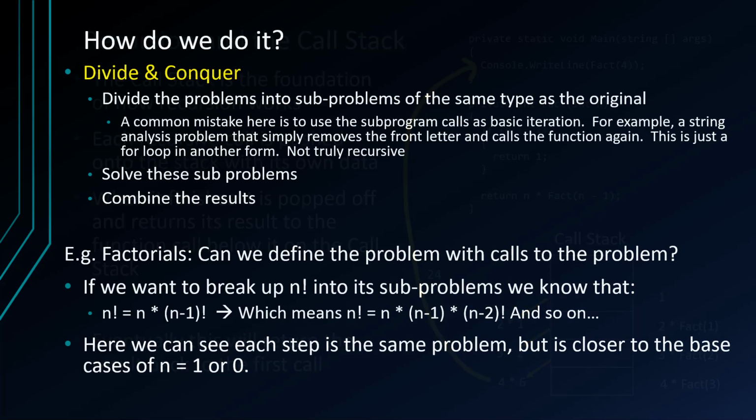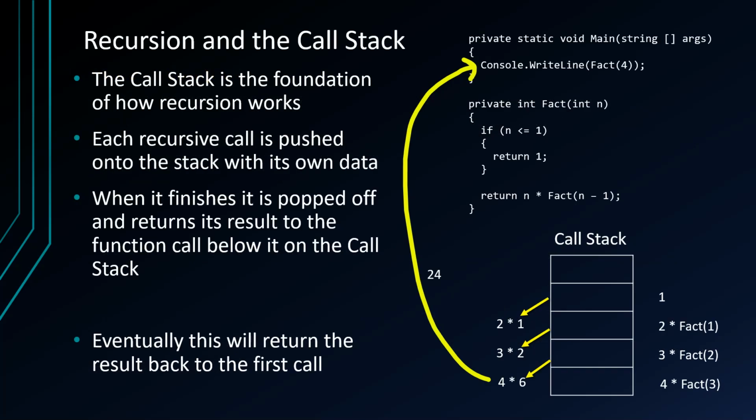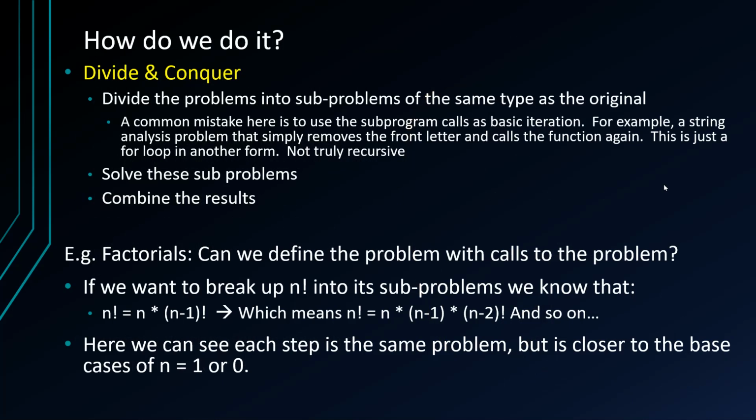So how do we actually do it? And this brings us to that divide and conquer idea that we talked about. Divide the problem into subproblems of the same type as the original. Looking at this previous example, you can see how we broke it down into n times the slightly smaller version of the same problem. A common mistake here is to use the subprogram calls as basic iteration. That's not what we're doing here.